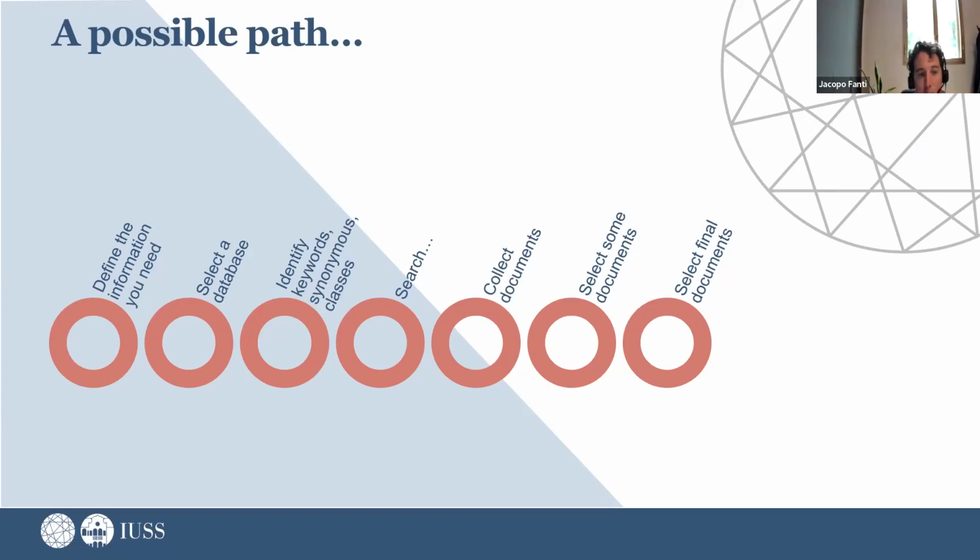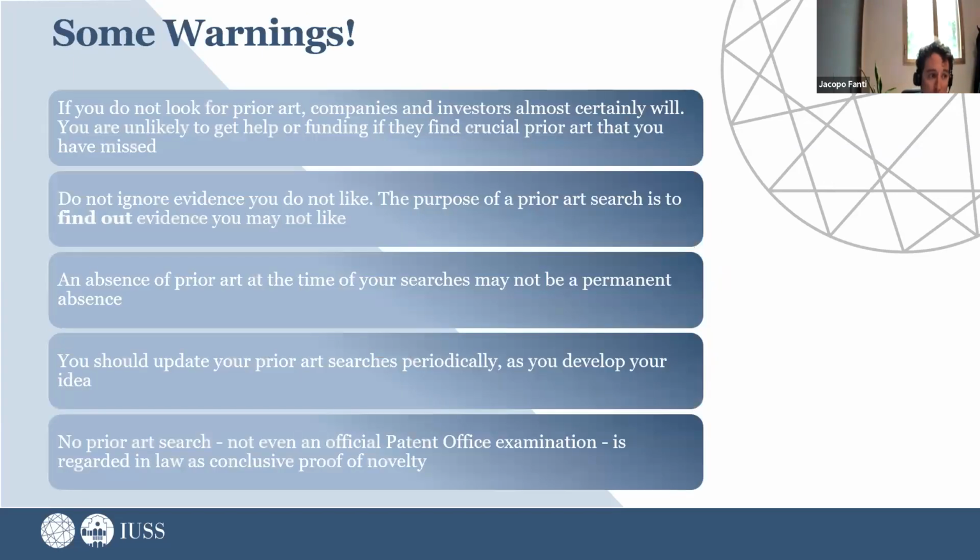Then, of course, you need to narrow this bunch of documents and select the final documents that you can consider the closest prior art to your invention. So some warnings related to this. If you do not look for prior art, others are doing it. So avoid reinventing the wheel. Be aware of what is already available. This is very important. And do not ignore evidence that you do not like.